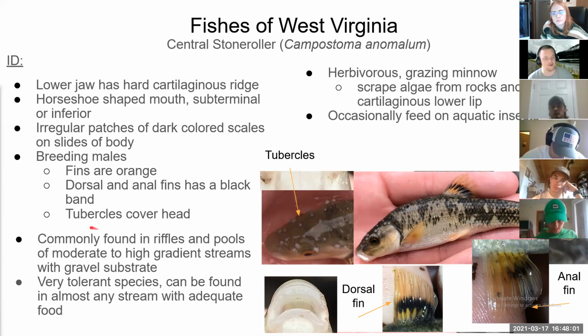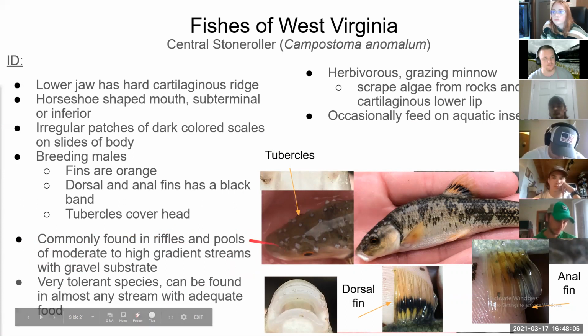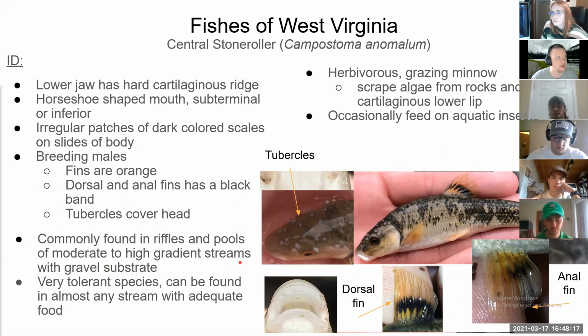So these are kind of found in your high gradient streams, so your headwater streams, in riffles and pools, and they prefer sort of gravelly substrate. It's a very tolerant species. It can be found in almost any stream where there's enough food to support it. It doesn't matter if it's impaired or polluted.